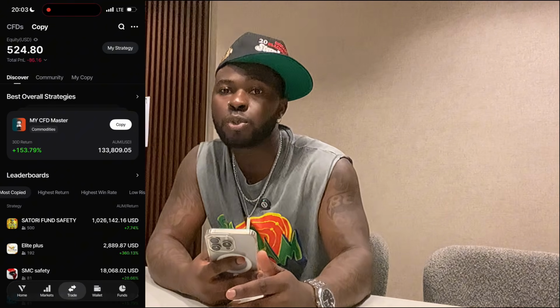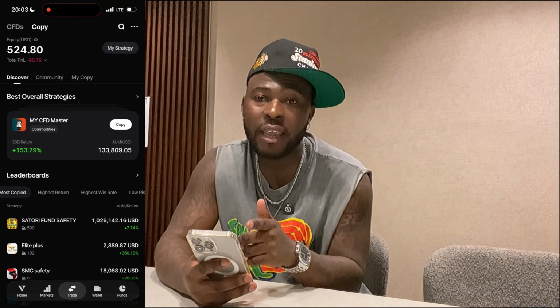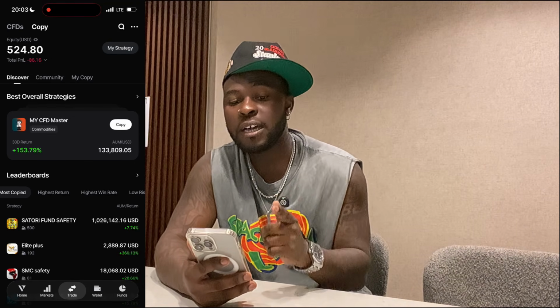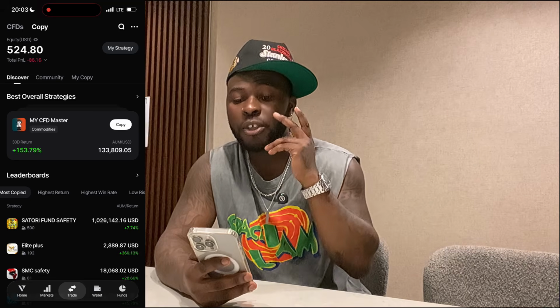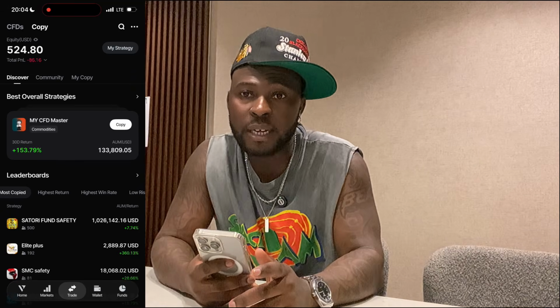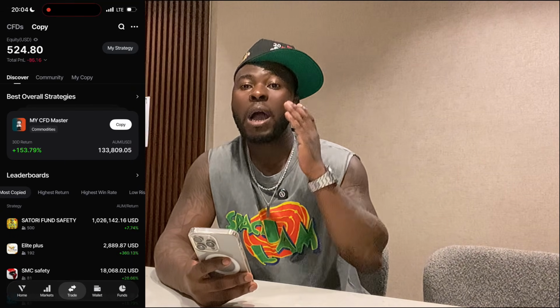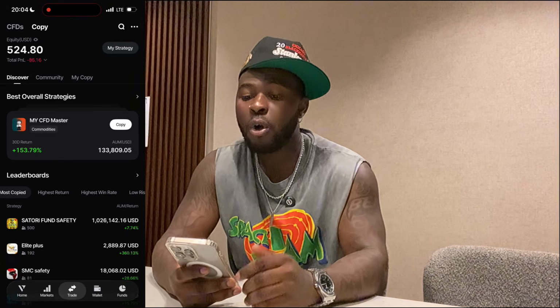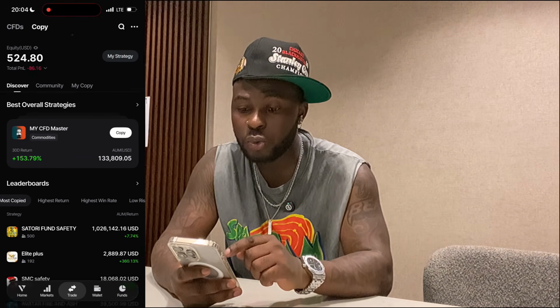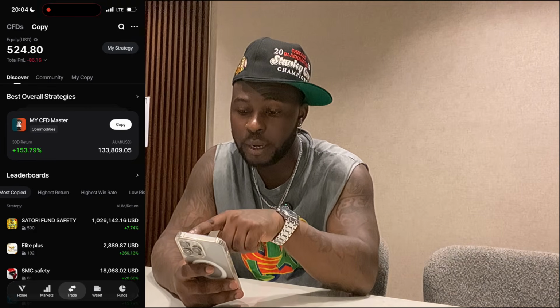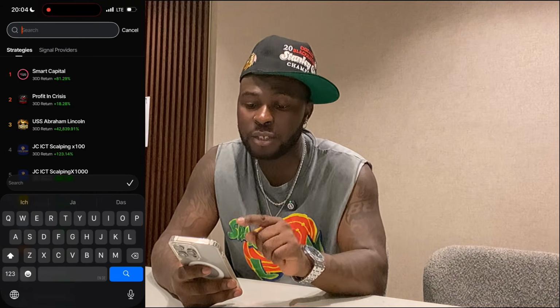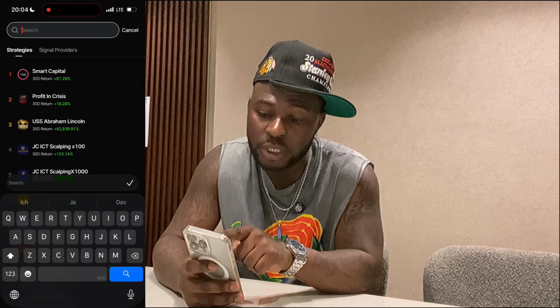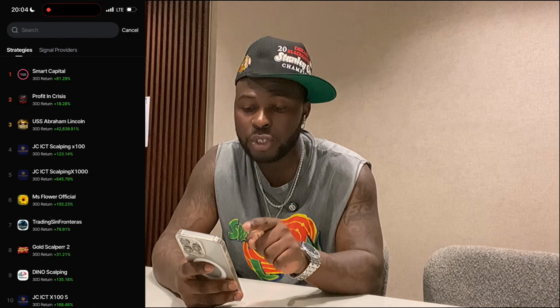So step number two is to basically deposit into your copy trading account. As you can see, right here, I already deposited 524 USD in my copy trading account. So after depositing your money into the copy trading, all you have to do now is go to the search button here above, and then at the strategies. Now remember, do not go to signal providers, go to strategies, right?